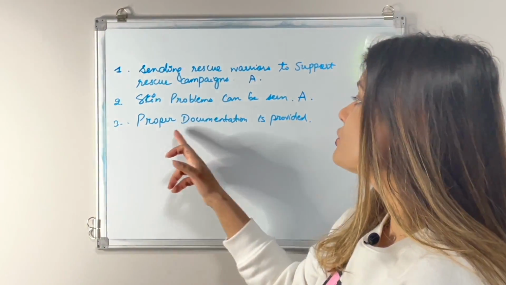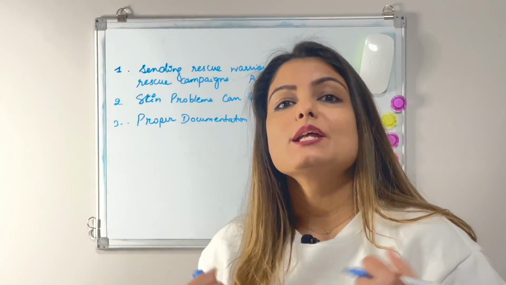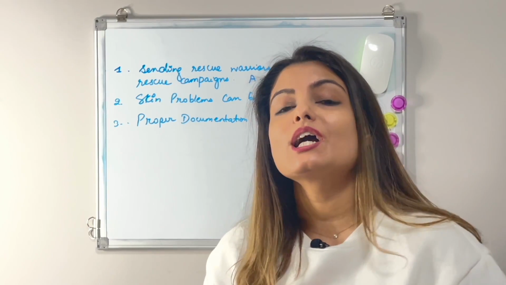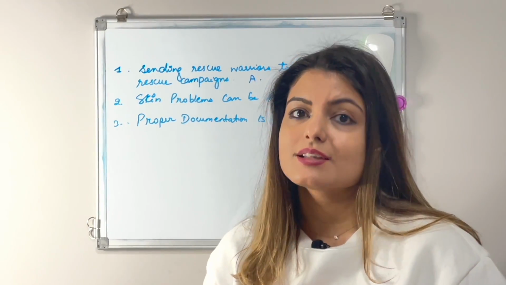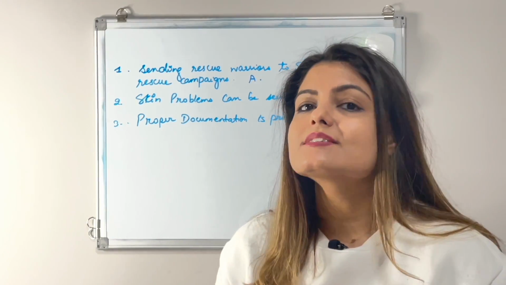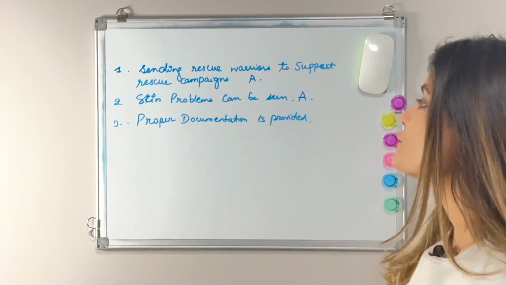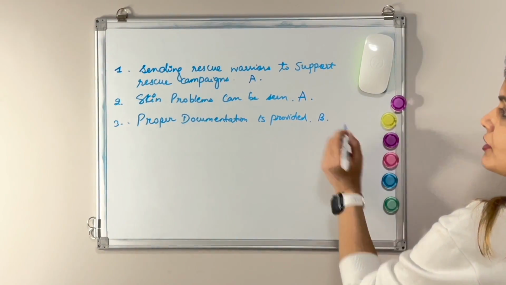Now question number 3 is proper documentation is provided. In paragraph B, they were talking about the donation process, how the donation can be done, and that the proper receipts and documentation are provided. So definitely B would be the correct answer.